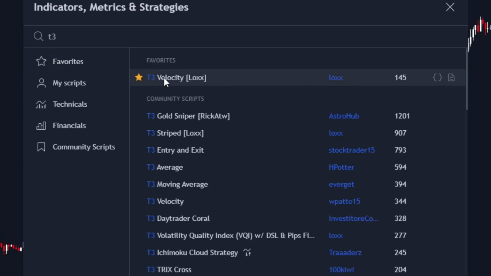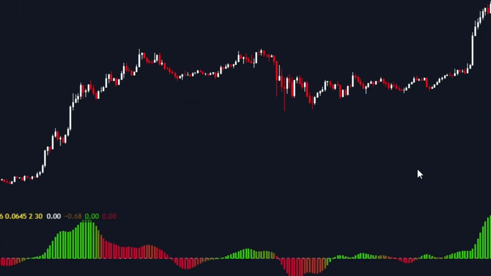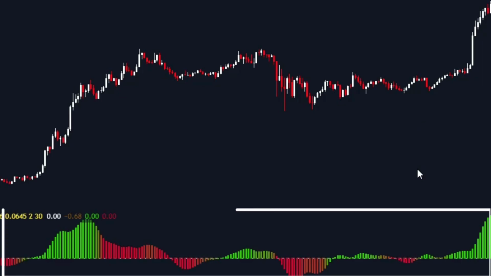So to add it to our chart, all we need to do is click on indicators and then search for T3 velocity. You'll see it pop up. Choose this one, and a big shout out to the author, by the way. Cool, got it added, perfect. Now, take a look at your chart. You should see this new addition below.